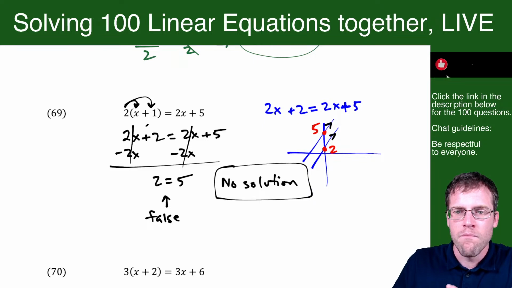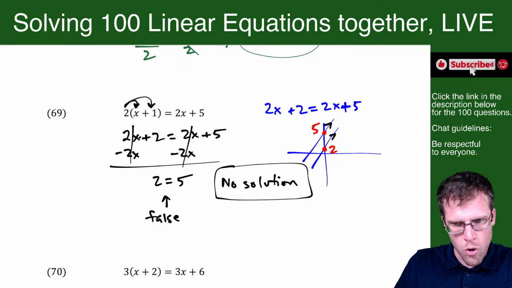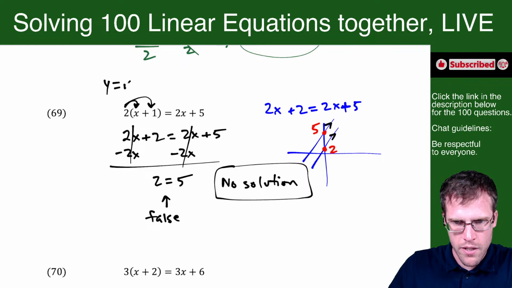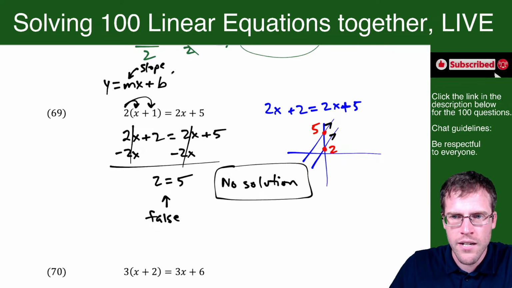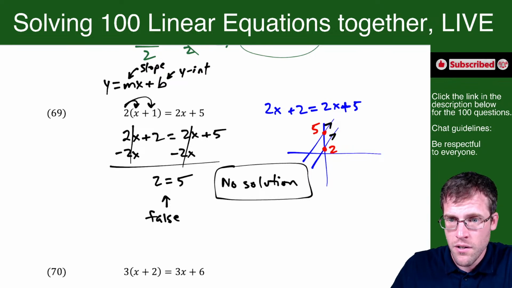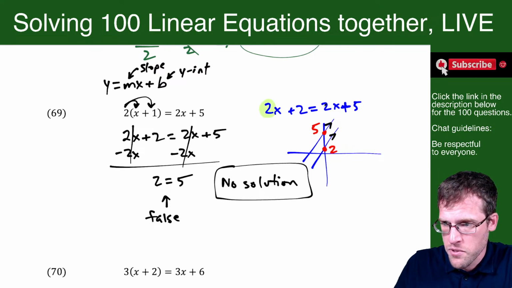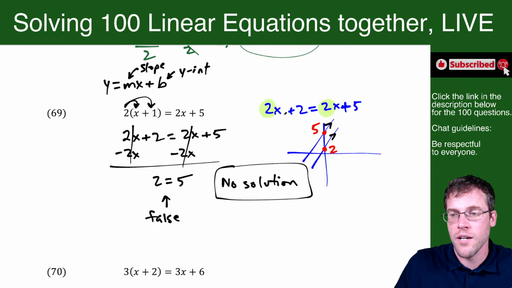Anytime you get matching slopes, remember this idea: y equals mx plus b. I know this is kind of out of the scope of the video, talking about slope and y-intercept, but this is the slope of your line, and this is your y-intercept. So you see these two equations, the slope 2 is the same, but they have a different y-intercept. There will not be a solution to this equation.